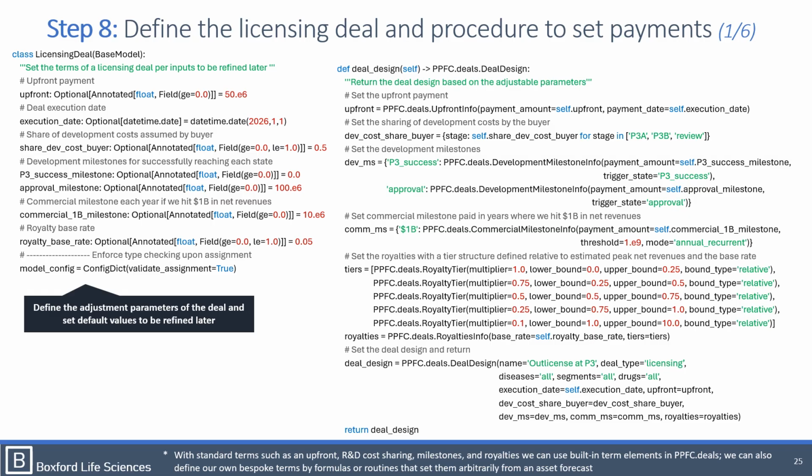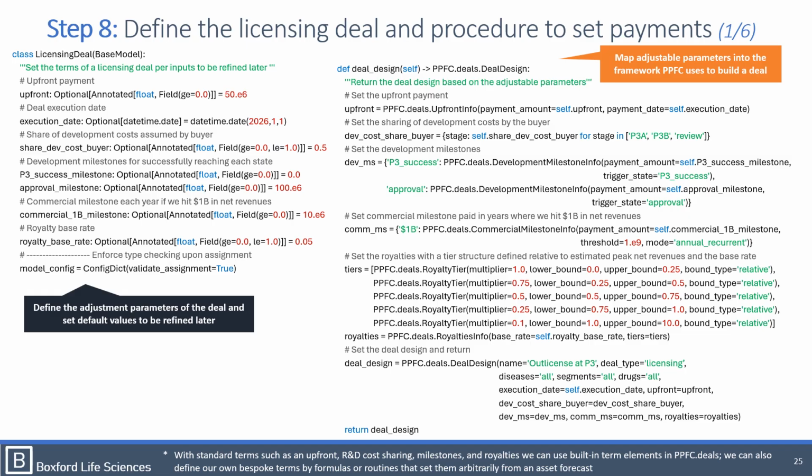The timing is also going to be triggered by that. We could add an offset if we wanted to have a delay, and then we specify the amounts of those payments that are made. We specify a commercial milestone. There's many ways we can do that. Here we define it on an annual recurrent basis, so we're going to trigger a new milestone payment every year after this threshold is met.